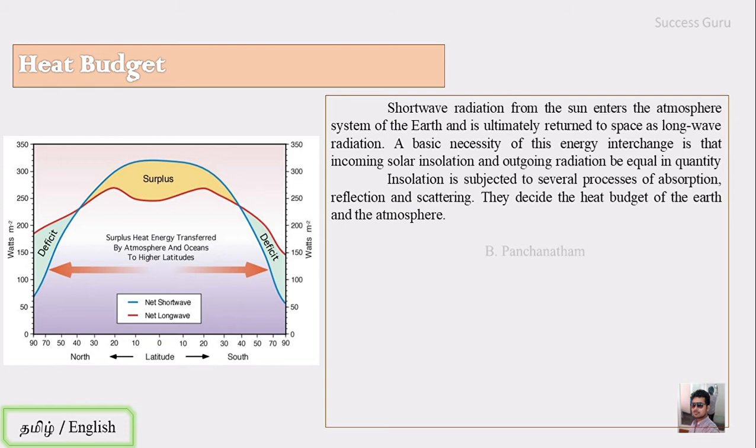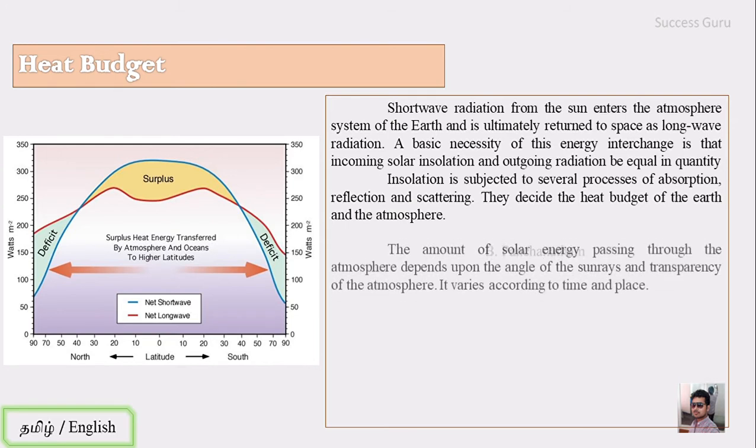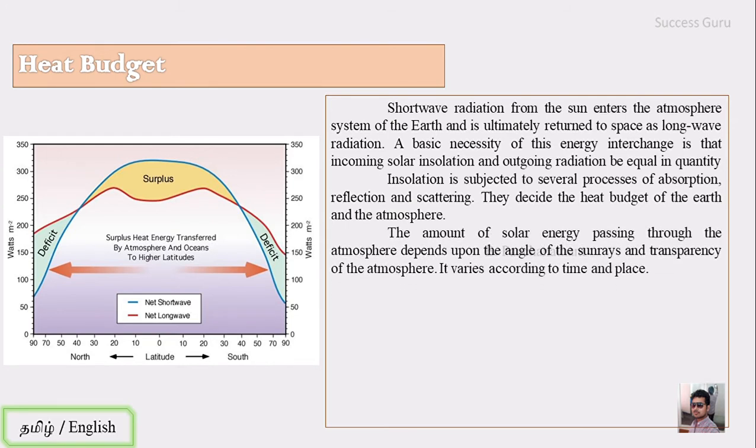So this decides the heat budget of the earth and the atmosphere. The amount of solar radiation that passes through the atmosphere depends upon two things, that is the angle of the sun ray and the transparency of the atmosphere. The angle of the sun ray depends on the place, whether you are in the equator or in the polar region. So the angle will vary.